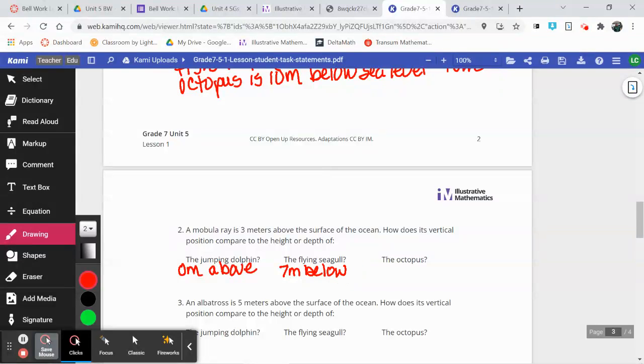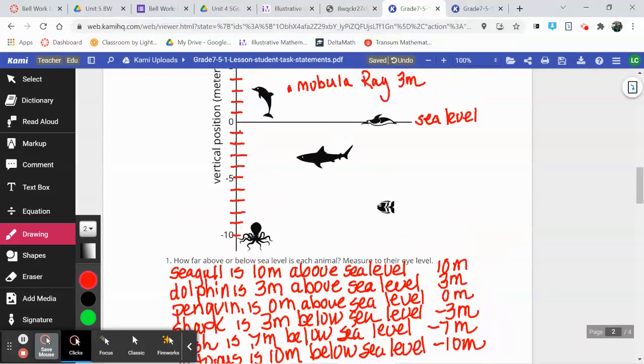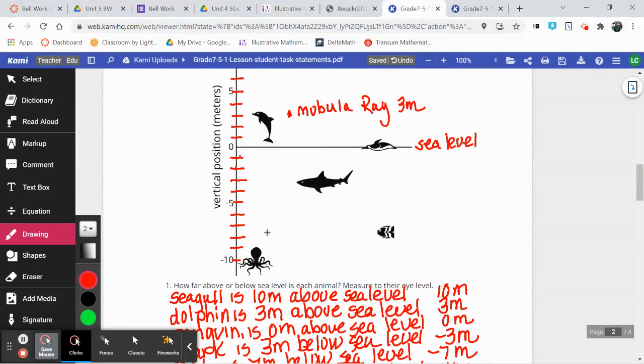Okay, the octopus. All right. Well, he is definitely above the octopus, isn't he? Okay. How much above the octopus? Let's find out. We'll start at the octopus and go up. 1, 2, 3, 4, 5, 6, 7, 8, 9, 10, 11, 12, 13. He's 13 meters above the octopus.